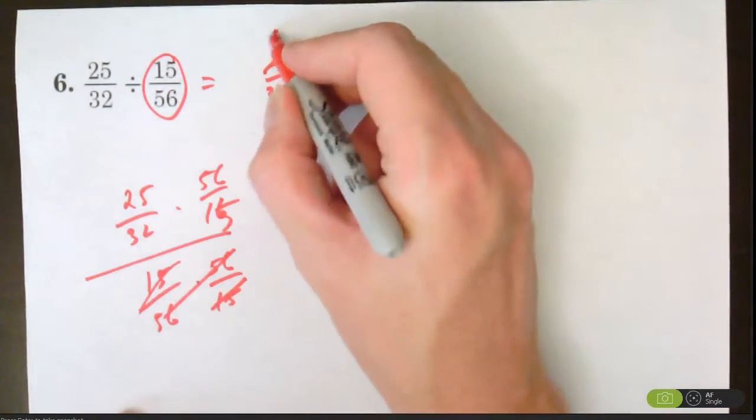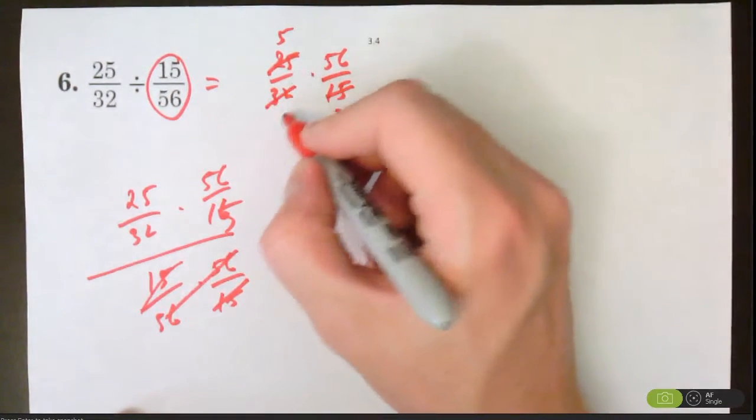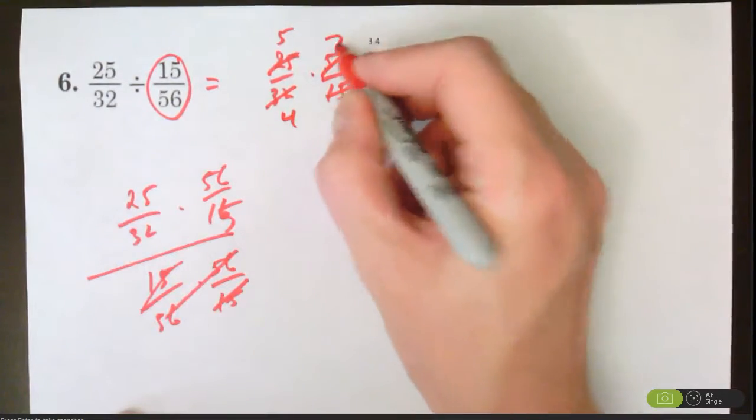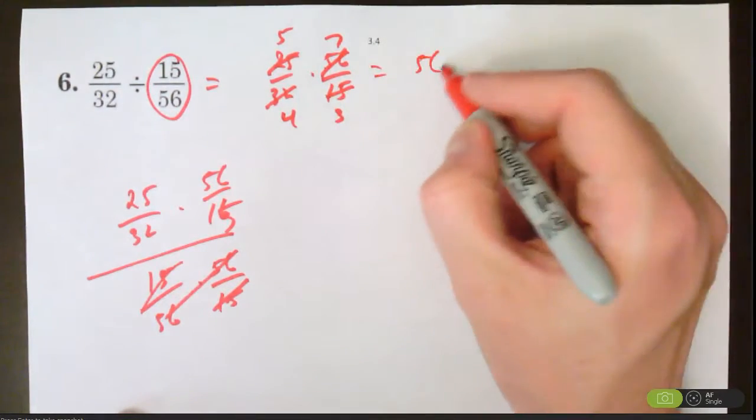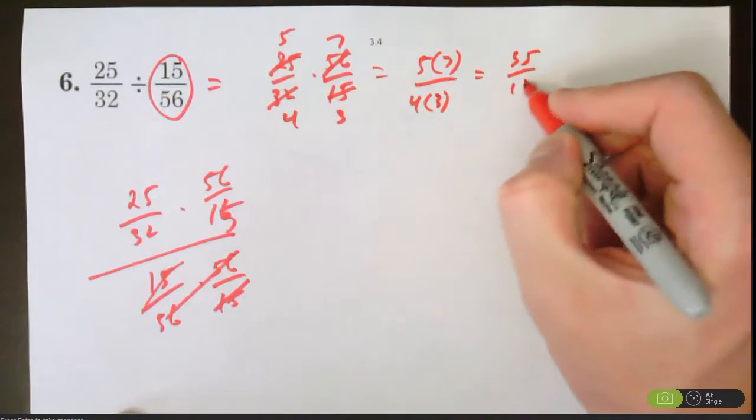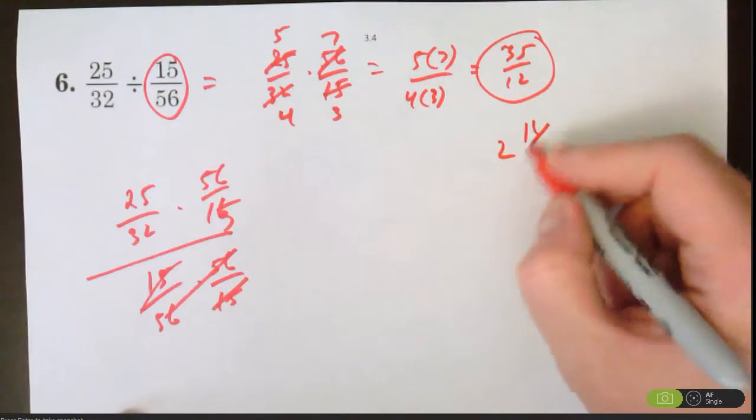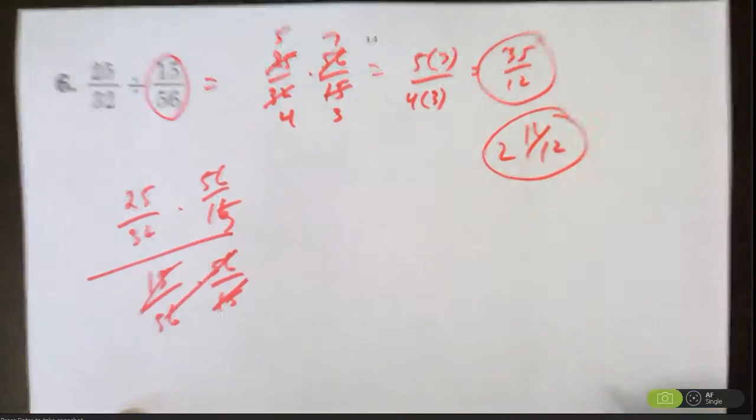15 and 25 are both divisible by 5. 32 and 56 are both divisible by 8. So now you get 5 times 7 over 4 times 3, which is 35 over 12. Which is also then 2 and 11/12 if you made it a mixed number.